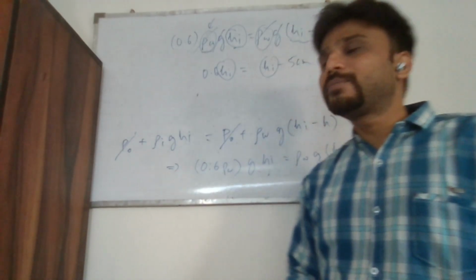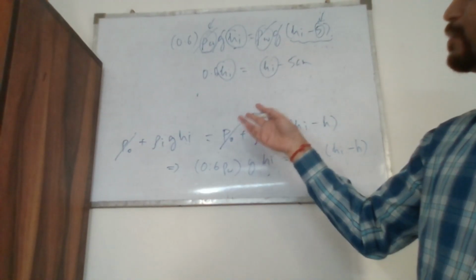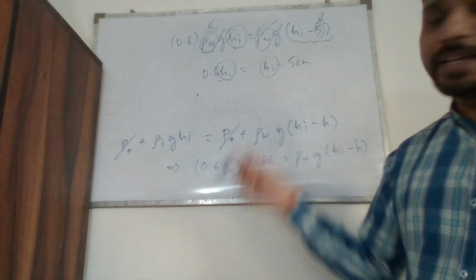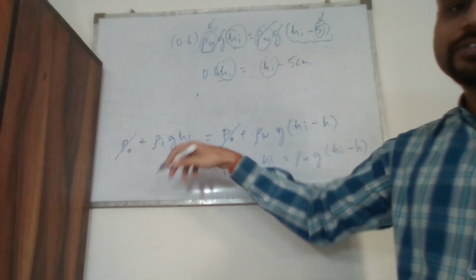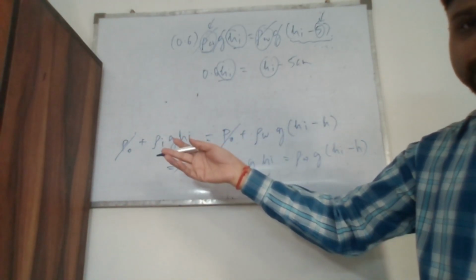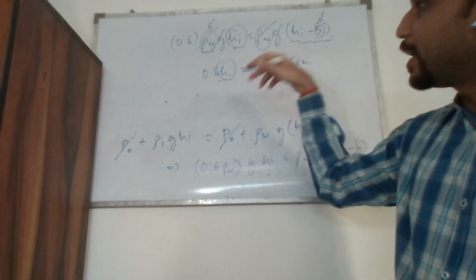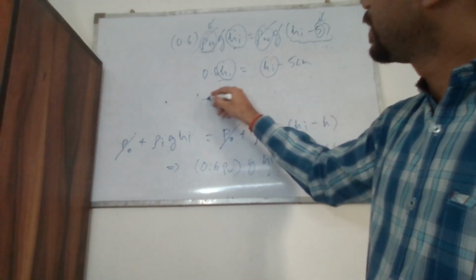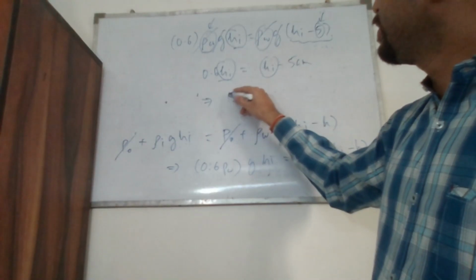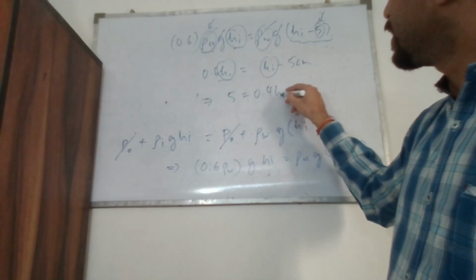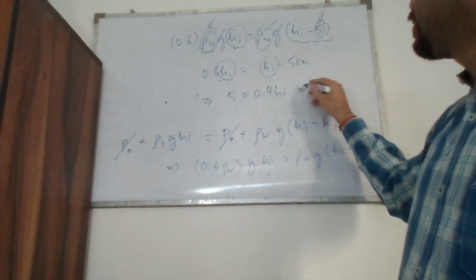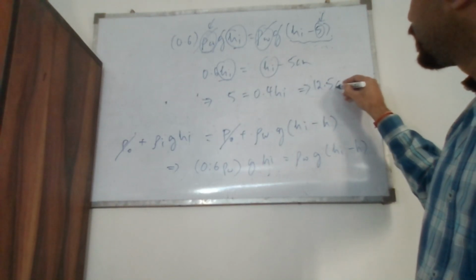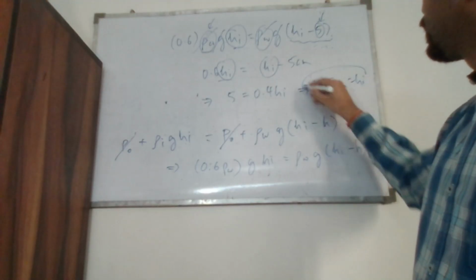The thing you have to remember is that in an exam, if the question asks you to express HI in terms of meter, then you have to be careful. After getting the answer, don't jump. Say that you have to convert HI into meters. This implies 5 is equal to 0.4 times HI, so this value is going to be some 12.5 centimeter.